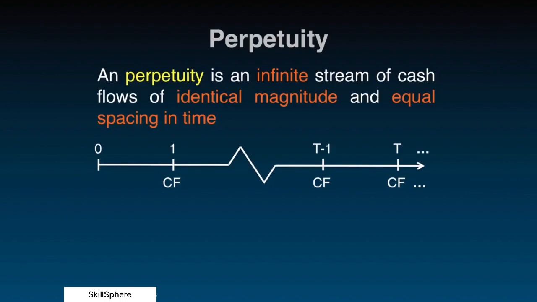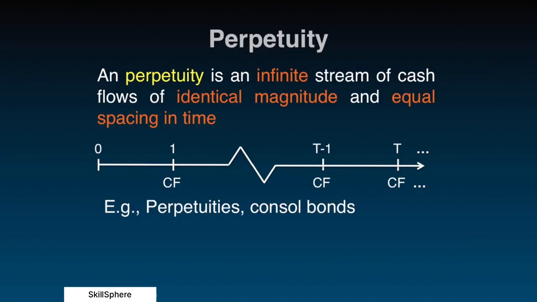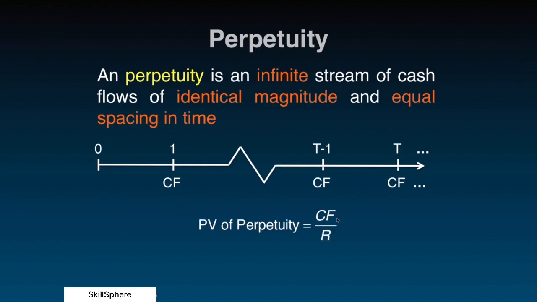Now let's talk about a perpetuity. A perpetuity is just like an annuity except the cash flows go on forever. We get the same amount of money, equally spaced in time, forever. So where does this come up in practice? Well, oddly enough, it actually does in something called perpetuities or console bonds, which exist over in the UK. And interestingly enough, the formula for this cash flow stream is very simple. It's just the cash flow divided by the discount rate, CF over R.